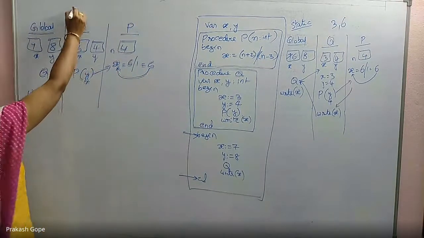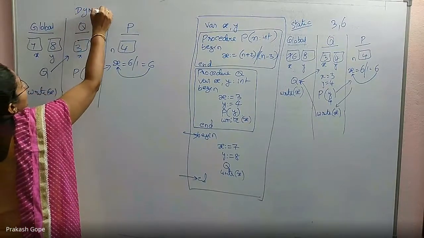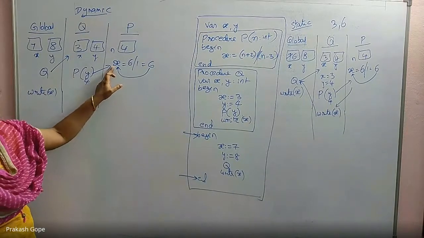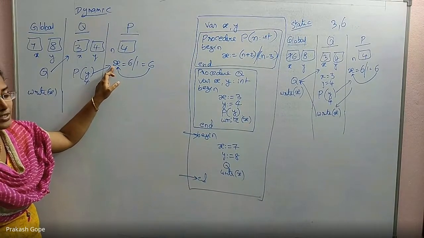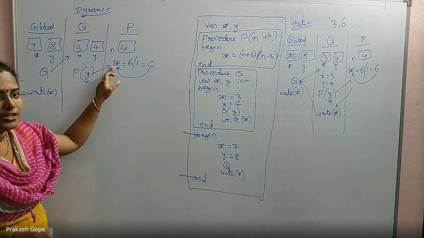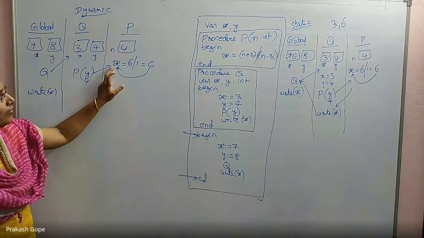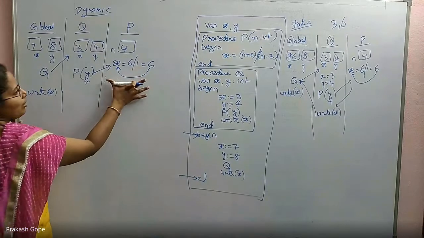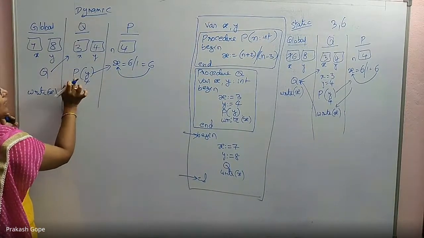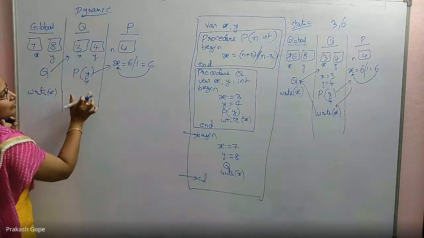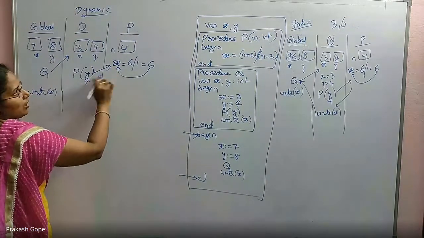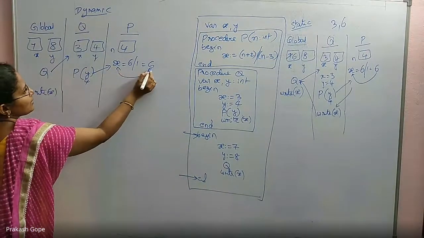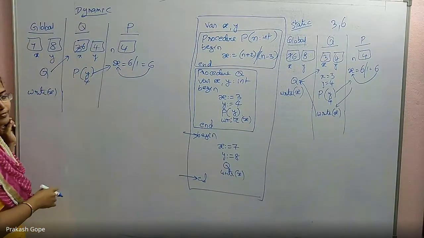Which question am I solving now? The scope says dynamic scope. So in the dynamic scope, if there is no locally declared variable, we will access the variable of its calling environment. So the calling environment's X must be updated with 6. Who is the calling environment for P now? The calling environment is Q. From Q the call came to P. So the calling environment for P is Q. So Q's X should be updated with 6.